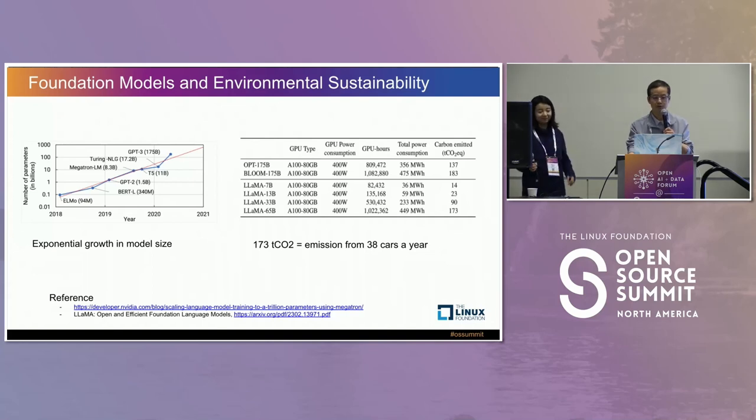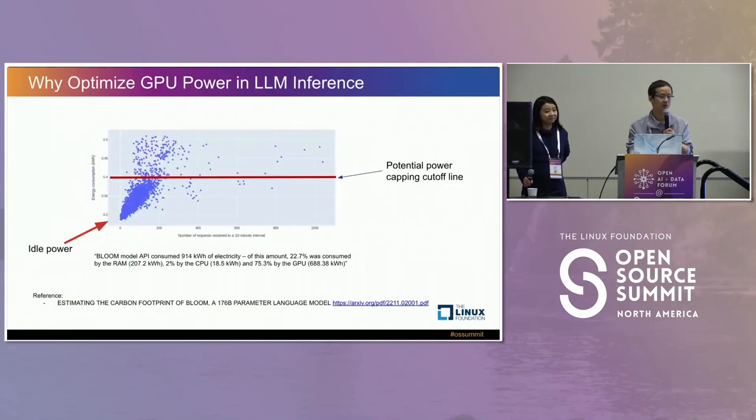So we want to do something in that direction, but we are not going to talk about training. We are talking about inference. This is the paper from Hugging Face. Here there are two main dimensions. The X dimension is the number of requests in a 10 minute interval. If you have very bursty traffic, you get fewer requests per interval, so you go to the left side, closer to zero. The Y axis is the energy consumption by that server at the moment.